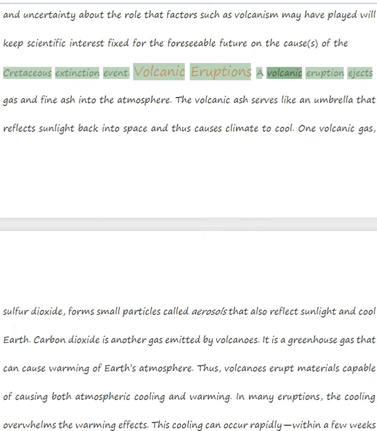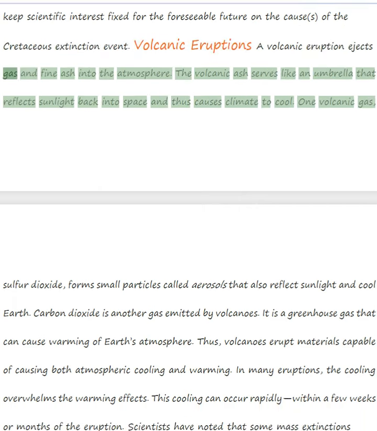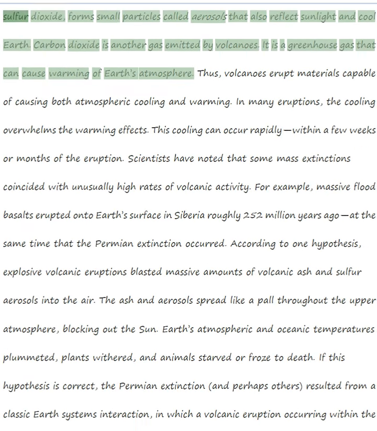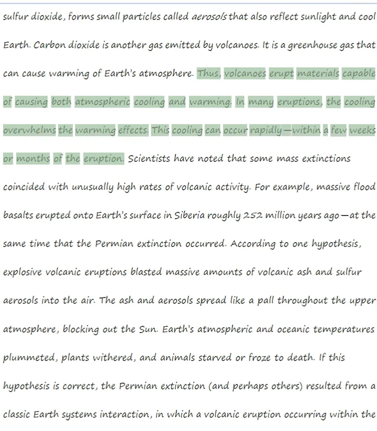Volcanic eruptions. A volcanic eruption ejects gas and fine ash into the atmosphere. The volcanic ash serves like an umbrella that reflects sunlight back into space and thus causes climate to cool. Volcanic gas: sulfur dioxide forms small particles called aerosols that also reflect sunlight and cool Earth. Carbon dioxide is another gas emitted by volcanoes. It is a greenhouse gas that can cause warming of Earth's atmosphere. Thus, volcanoes erupt materials capable of causing both atmospheric cooling and warming.